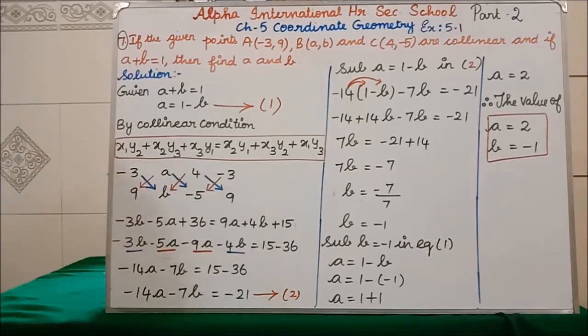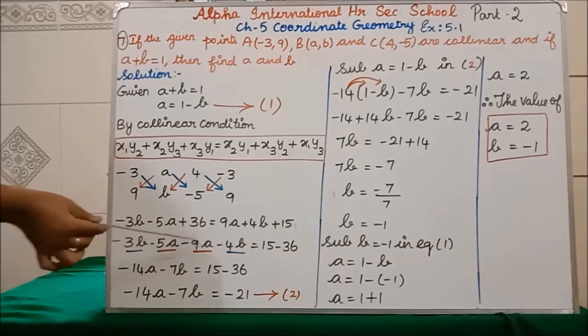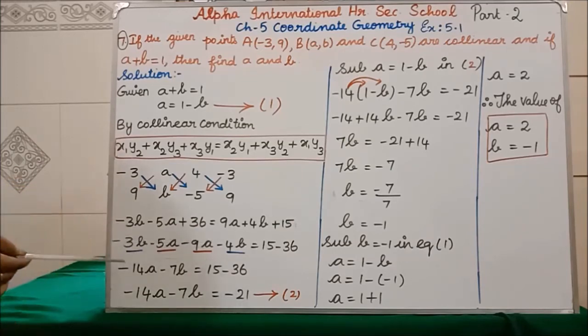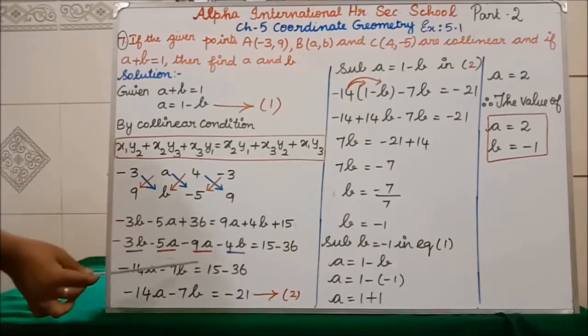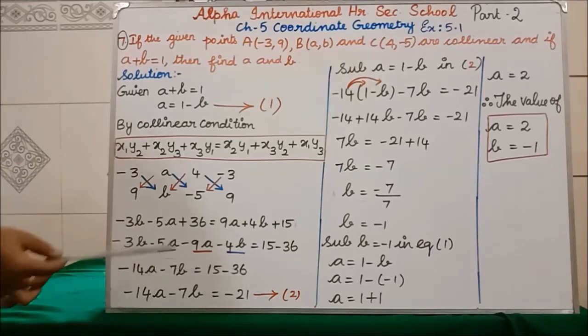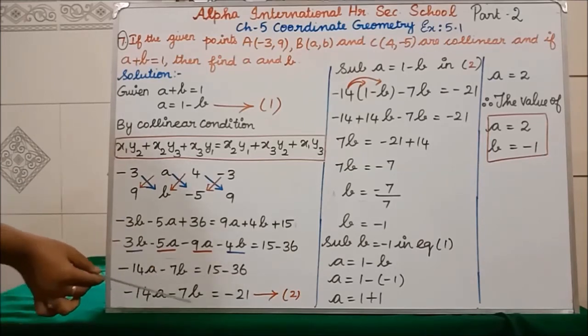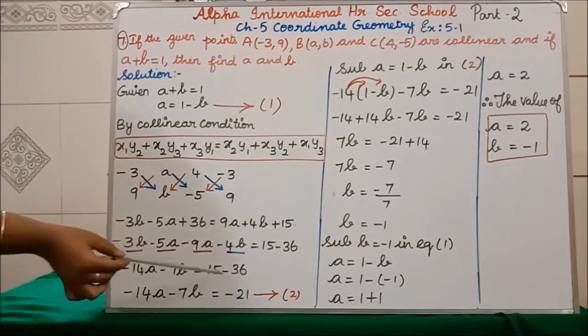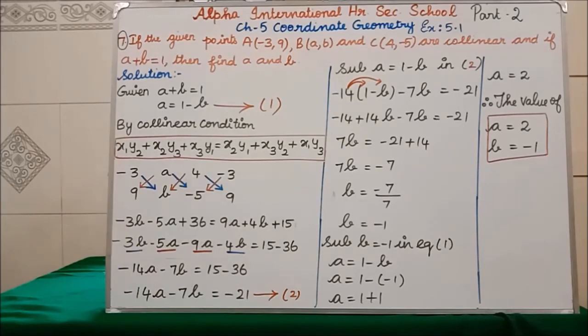Clear? I am taking all the values to the left-hand side, keeping only the constant term on the right, and taking this constant also to that side. Now -3b, -5a, here -9a, -4b, and this plus 36, if it goes that side, will become -36. See, a terms are like terms, so you have to add: -5 -9 is -14a. Similarly b terms are like terms: -3 -4 is -7b, equal to 15 -36. So -14a -7b equal to -21. Okay.